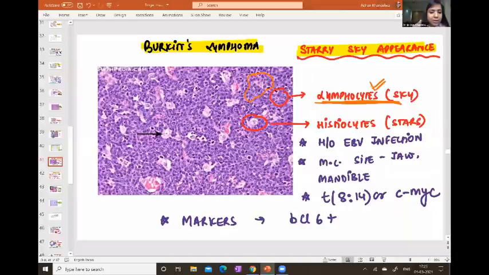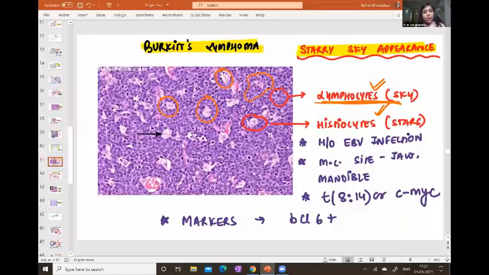And in the center, we can see dispersed are these cells. These are actually macrophages or the histiocytes, right? So basically it looks like stars in the sky. That is why it is called a starry sky appearance. The bluish lymphocytes are the sky, and the cells which are interspersed in between, the histiocytes, are the stars: starry sky appearance. Where do you see this?